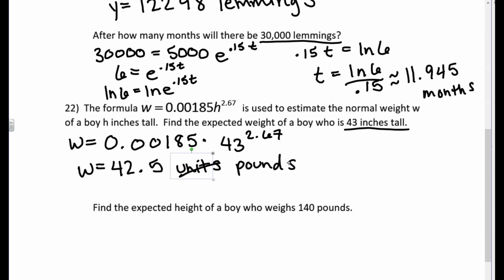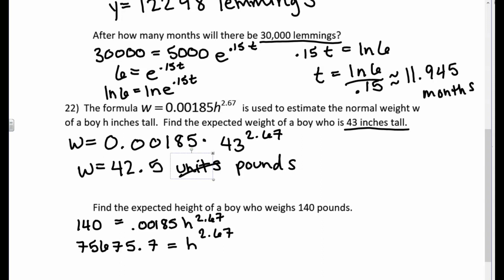Now find the expected height of a boy who weighs 140 pounds. So we know the weight, that's 140, equals 0.00185 h to the 2.67. I'm going to divide both sides by 0.00185. I went ahead and did that in the calculator, and now I've got something raised to a power. I am going to take a really weird radical, guys. I'm going to take the 2.67th root of both sides. Radical 2.67 of this side, and same thing over here, radical 2.67.